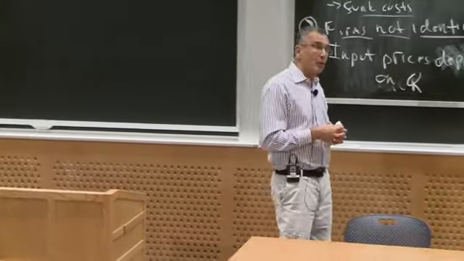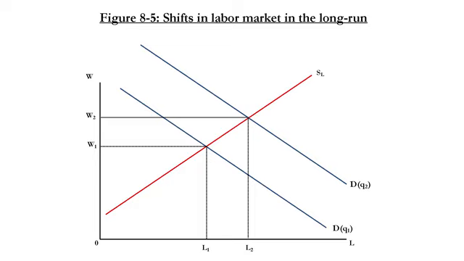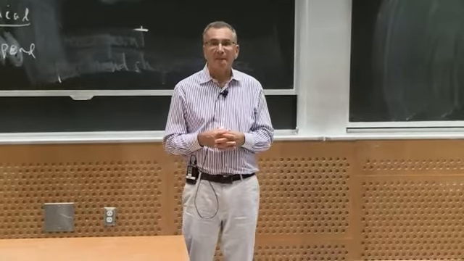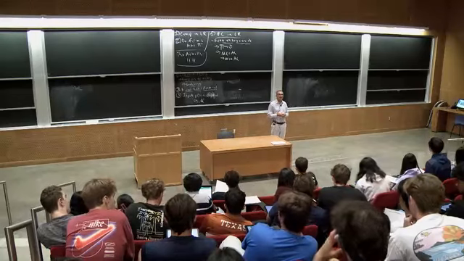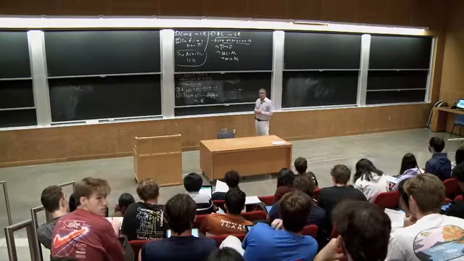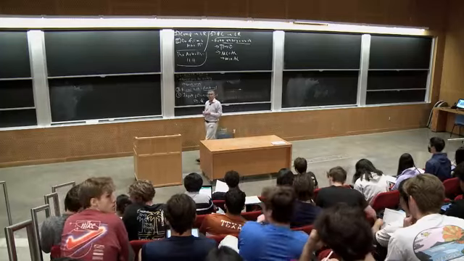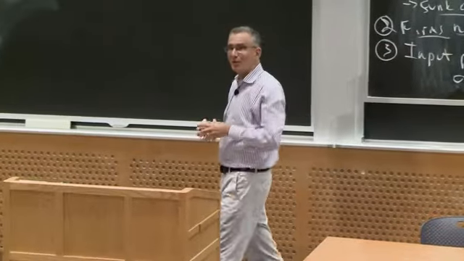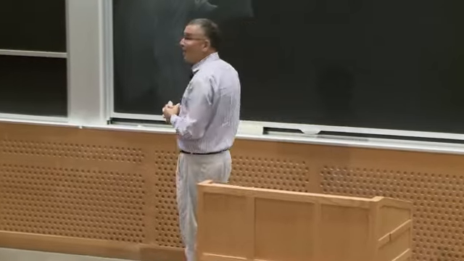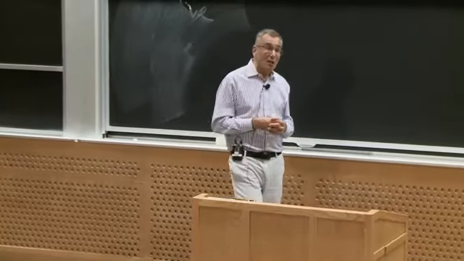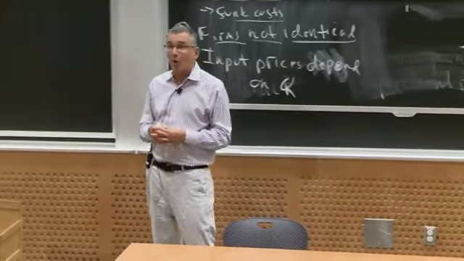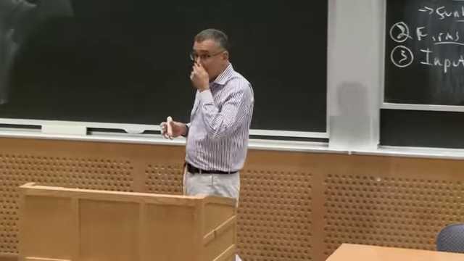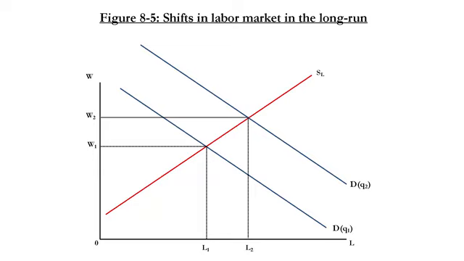Why is the supply upward sloping? Can anyone tell me? Why is supply of labor upward sloping? Exactly. The assumption is, and I'll teach you in a few lectures, it's only an assumption. Good answer. But the assumption we're making here is, as there's more wages, more people want to work. As wages go up, people want to work harder. Supply curve slopes up. And you end up in some equilibrium, L1, W1.